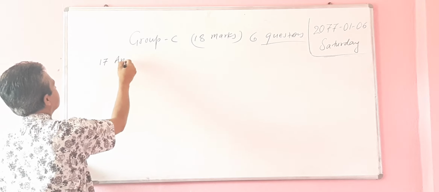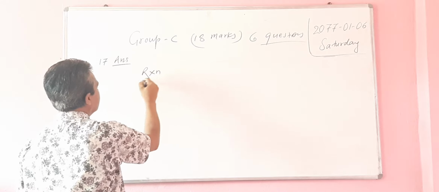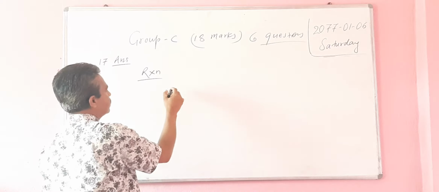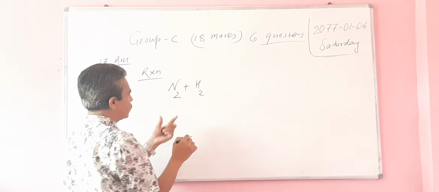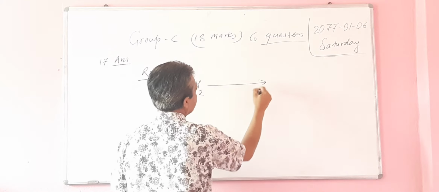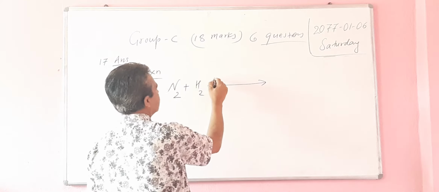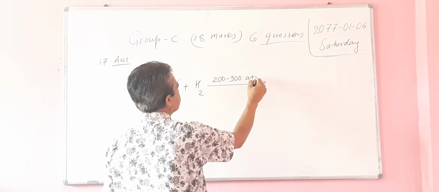Question number 17, answer. First of all, the reaction. What is the reaction involved? N2 plus H2, nitrogen plus hydrogen. But some conditions are there: 200 to 900 atmospheric pressure.